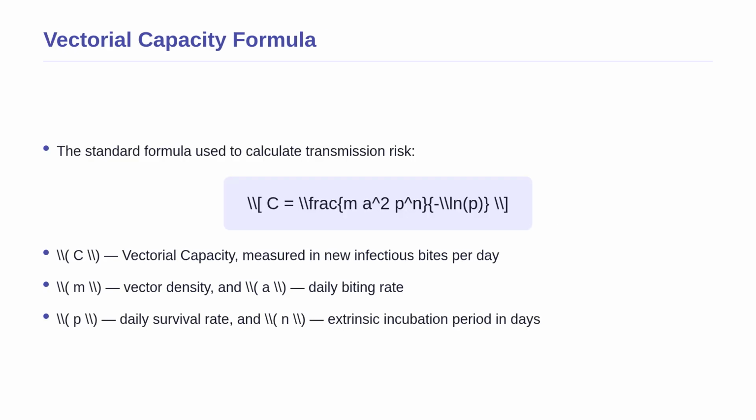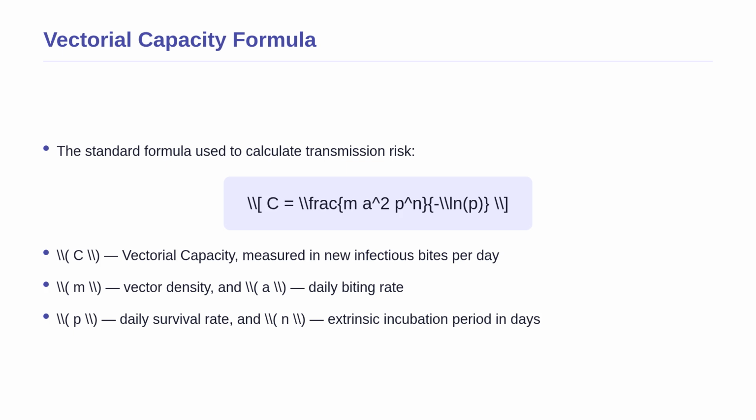This formula we just saw is the cornerstone of vector biology. Let us break down what every symbol means. The variable C is the vectorial capacity, representing the total new infectious bites generated per day. The variable M is the vector density, simply the number of female sandflies per human. The variable A is the daily biting rate.